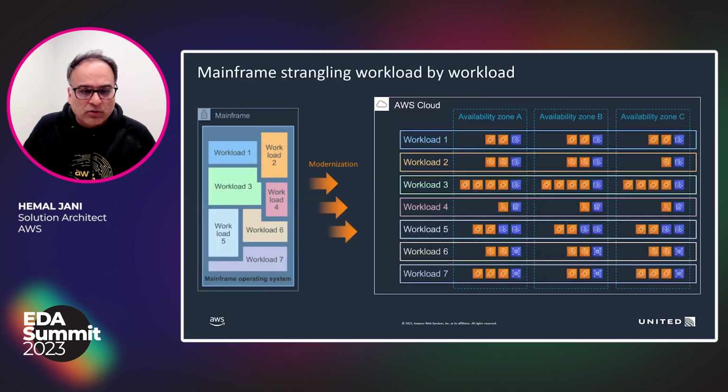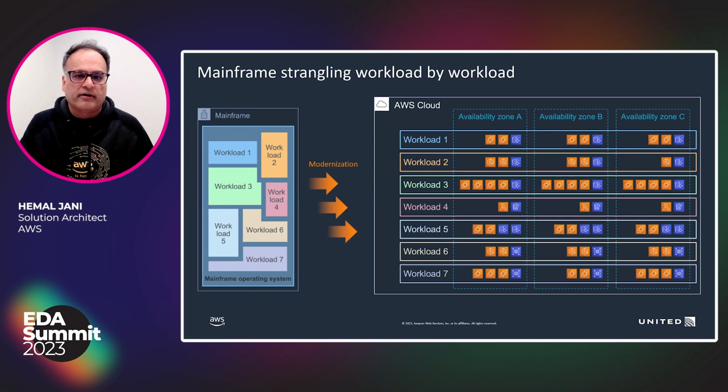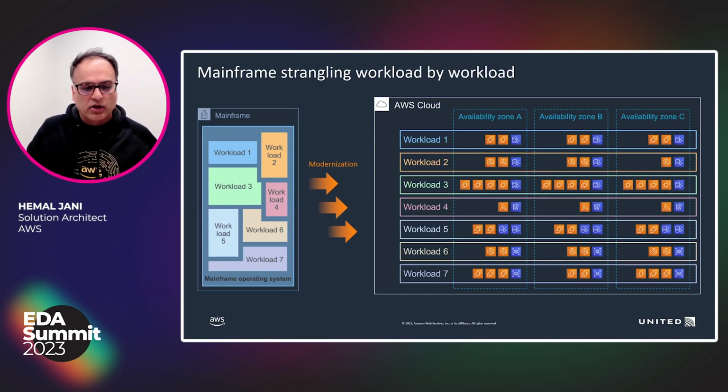So let's zoom out. This is how the strangler fig modernization strategy will look. You identify the workload on the mainframe and one by one move that workload onto AWS.